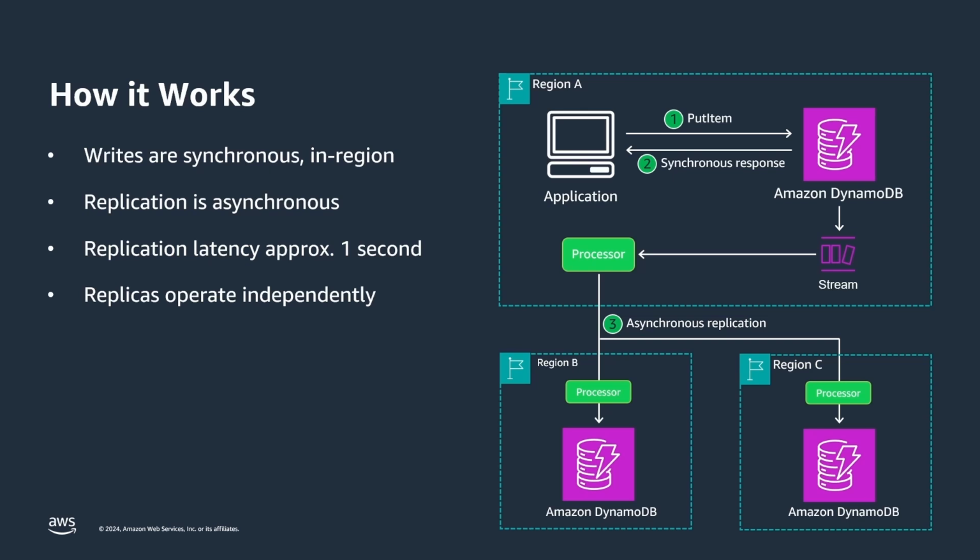It's also important to point out here that all of the replicas operate independently of each other. In other words, in the rare event where any of the tables were to lose connectivity or become unavailable, it won't affect the availability of the replica.